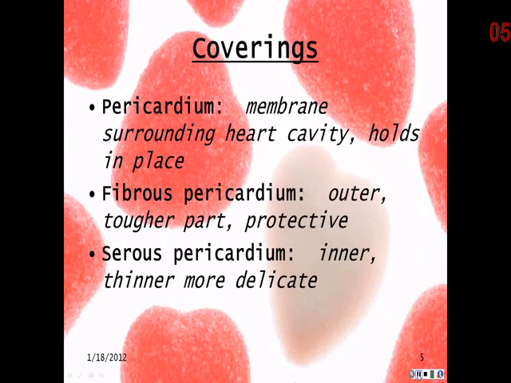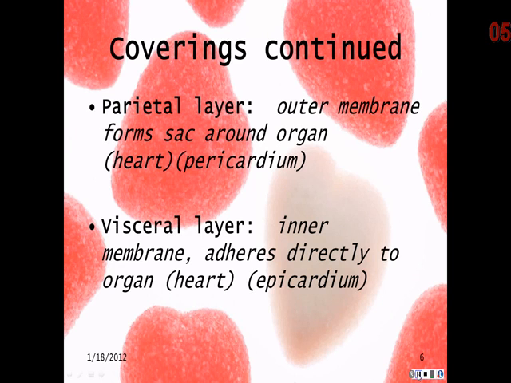The heart has a series of coverings like any other organ. The pericardium is the membrane surrounding the heart cavity and helps hold the heart in place. The outer portion is the fibrous pericardium and is tougher and more protective. The inner portion is the serous pericardium and is thinner and more delicate.